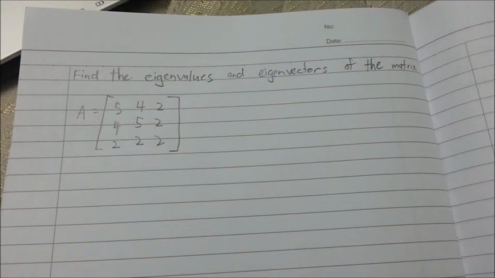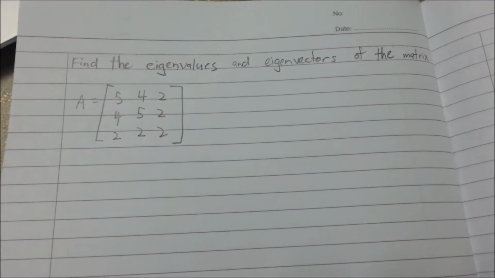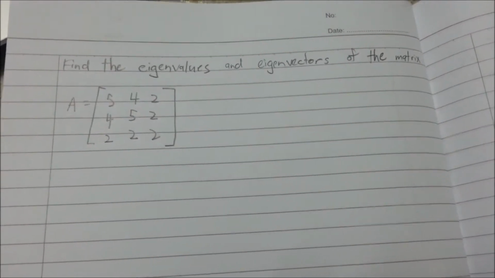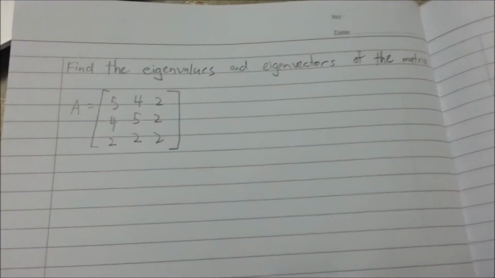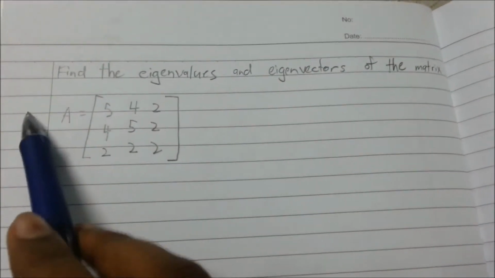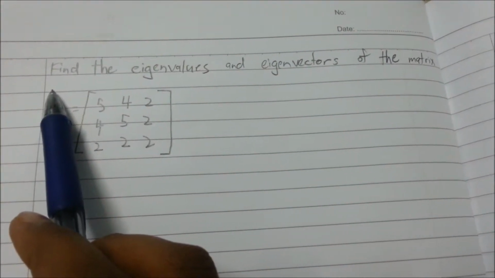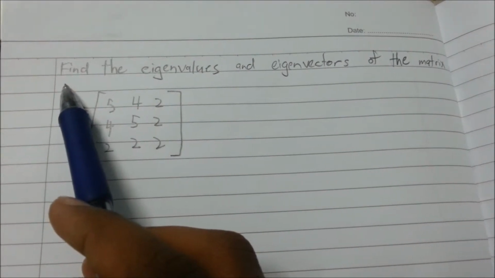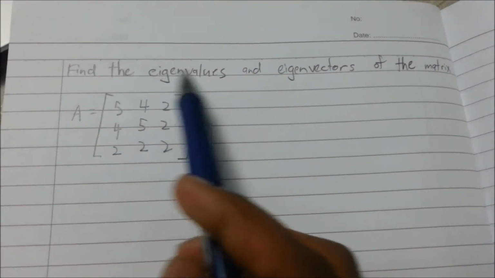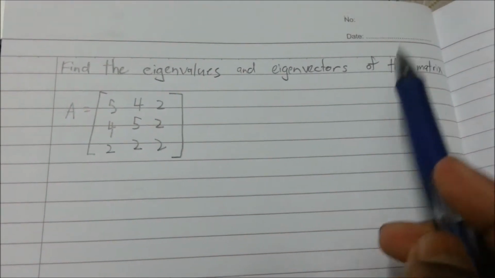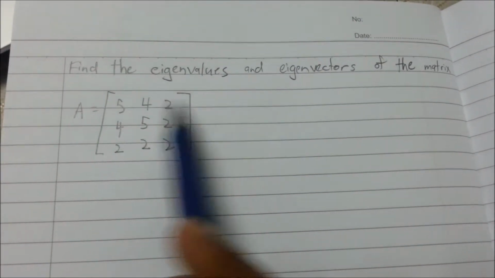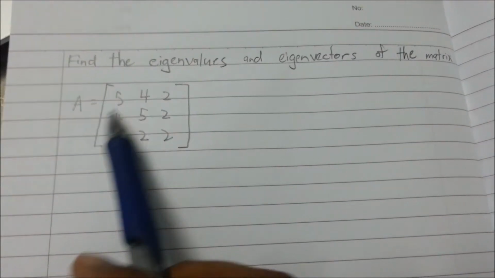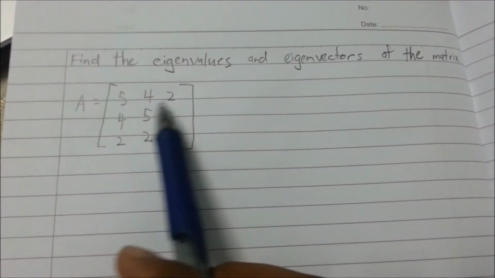Today we are going to show a solution to how to find eigenvalues and eigenvectors of a matrix. As given, this is an example of an eigenvalue eigenvector question: find the eigenvalues and eigenvectors of the matrix A. As you can see, this is a matrix A where we have the following.